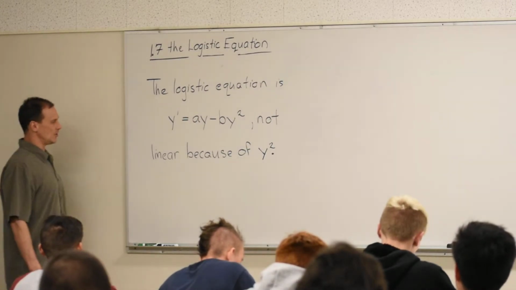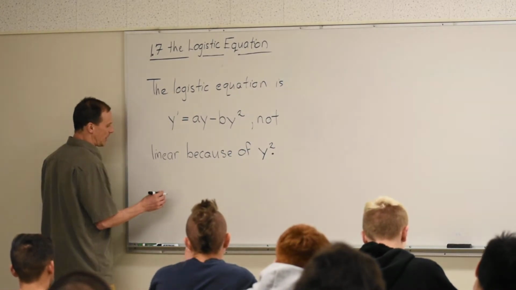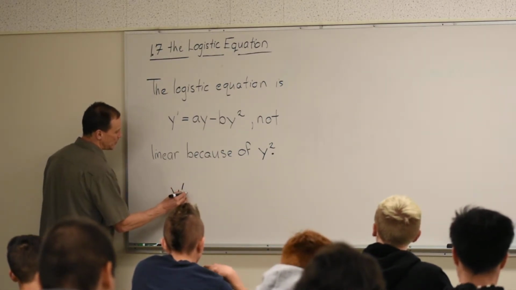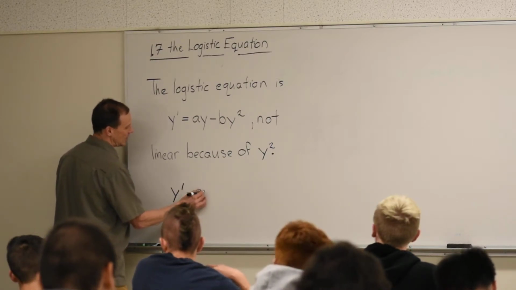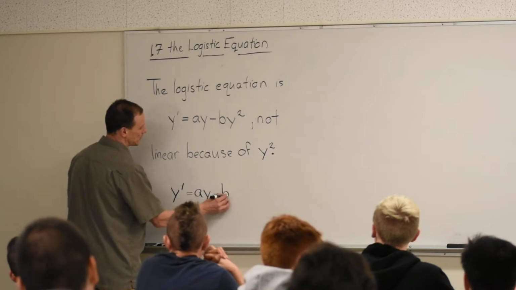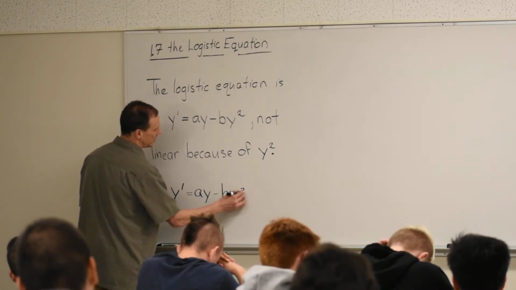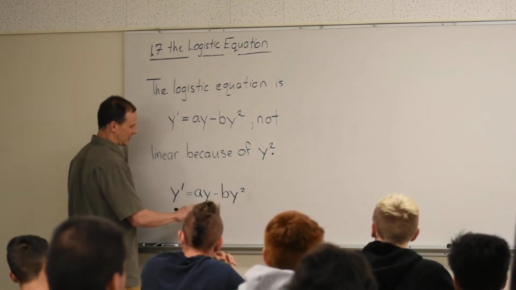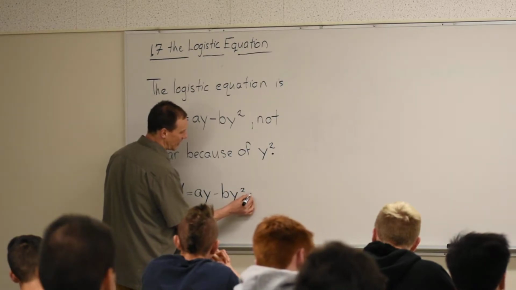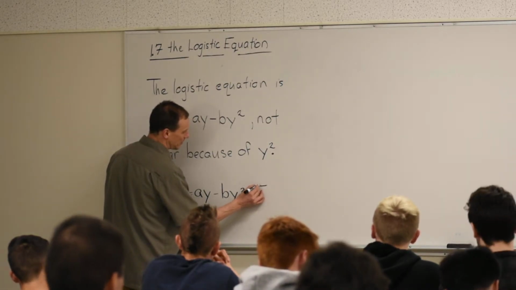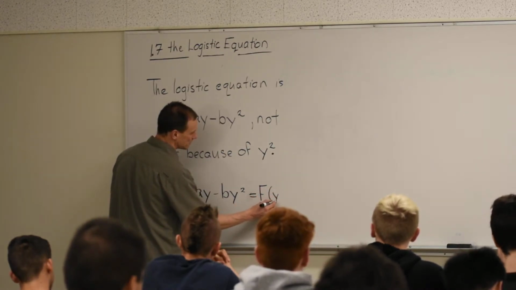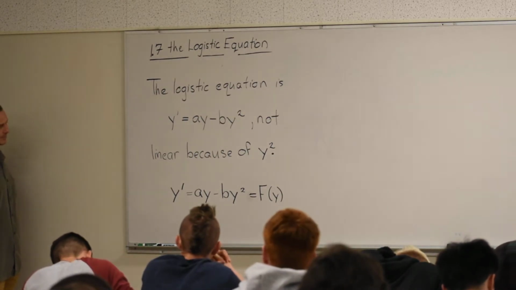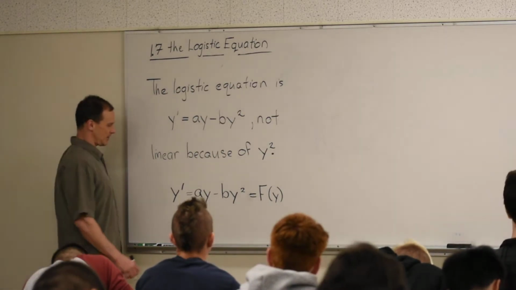So in order to do that, I'm going to write it another way too. I'm going to write this as y prime, which is equal to, I'm just writing the equation, ay minus by squared. We're also going to look at the derivative itself and see what it tells us. So we're going to call this capital F, F of y.